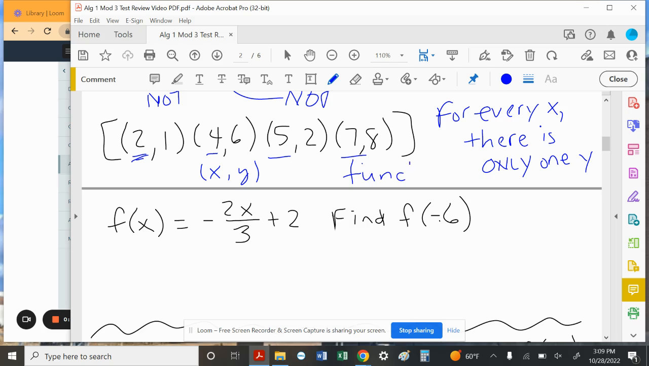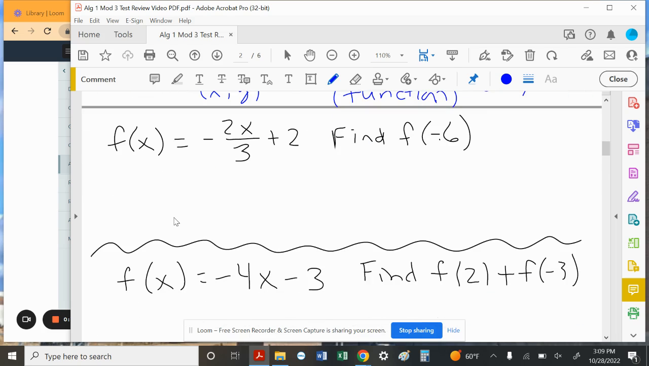So that means for every x, so that would be yes. So for every x, there's only one y. So we're good there. Okay, so now we move on to function notation and then how to be able to evaluate a function. So notice here is my formula or my function, and I want to find f of negative 6. Now remember, this means that I want to plug it in. So I want to plug it in for that value.